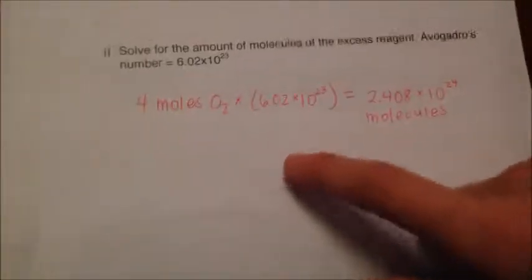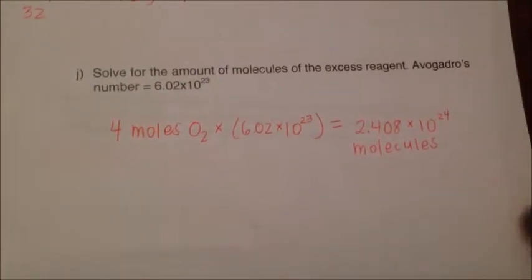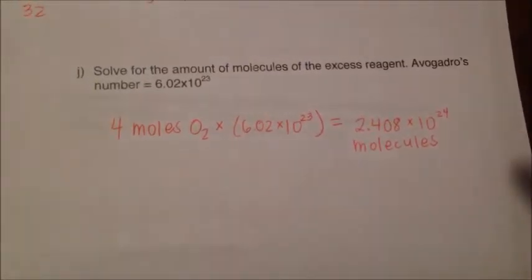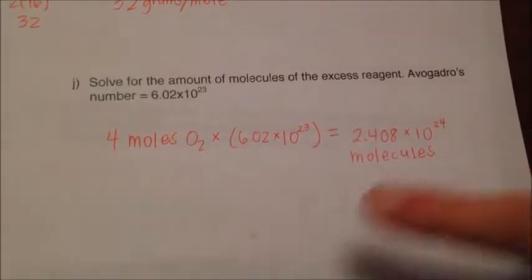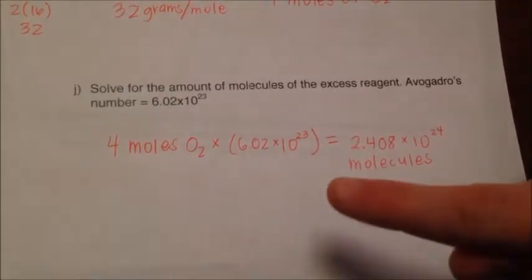And then you come to the last problem. Solve for the amount of molecules of the excess reagent. And it gives you Avogadro's number. So you take the 4 moles of oxygen you found up there, and then you just multiply it by that Avogadro's number, and you end up getting that answer. Woohoo! Yay!